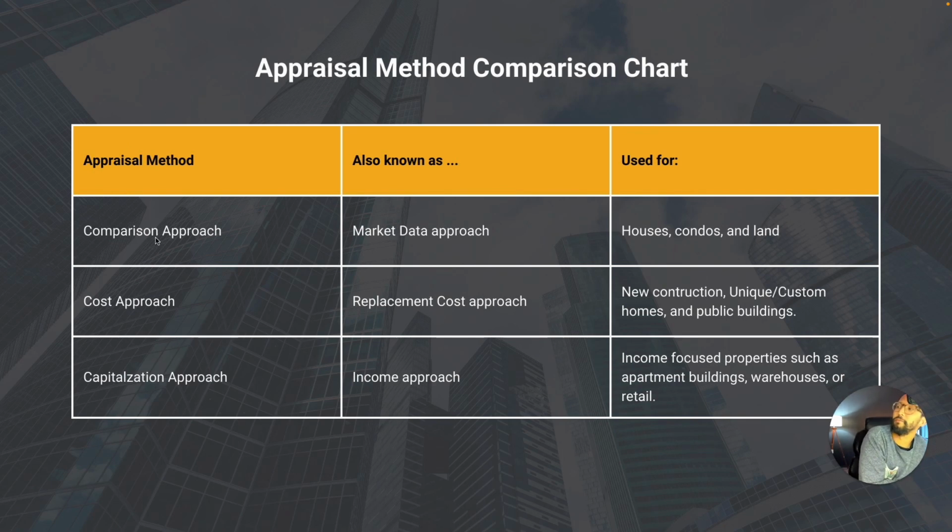So the comparison approach is also known as the market data approach, and you use it for houses, condos, and land. The cost approach is also known as the replacement cost approach. They use different terminology, different names, but it's the same thing. New construction, unique homes, and public buildings. Capitalization approach is also known as the income approach, and this is focused on apartment buildings, warehouses, and retail.